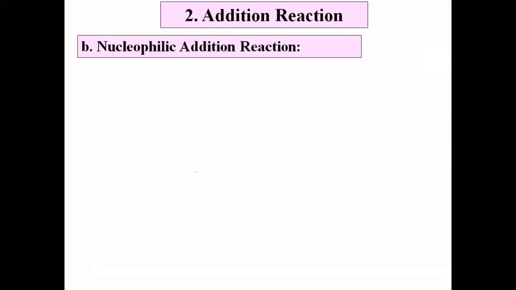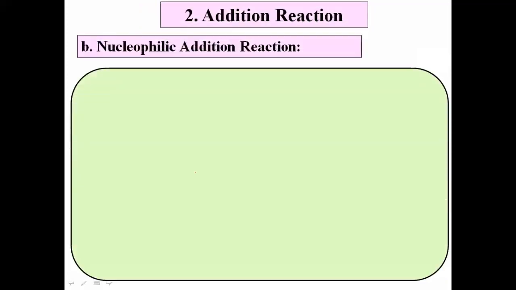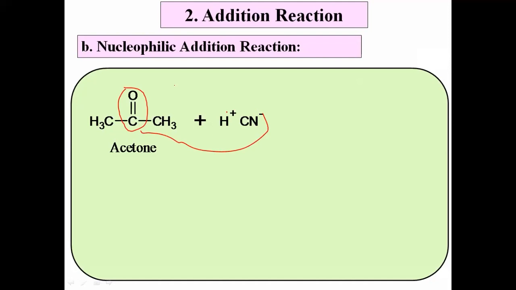Let us see the second one, nucleophilic addition reaction. Here also, I will explain a simple example. When acetone, CH3, C double bond O, CH3, an example of a ketone, is reacted with hydrogen cyanide, HCN, it is a very simple reaction: hydrogen cyanide adds to the carbonyl group, the C double bond O group. The CN cyano group adds to the carbonyl carbon, hydrogen adds to oxygen, and we get the corresponding addition product. This is a very simple organic reaction.